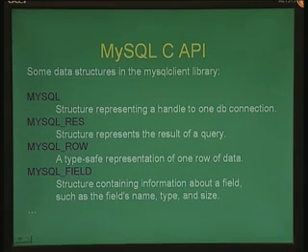In order to use the C API in your C program, you have to include the MySQL client library. And once you include the MySQL client library, there are several data structures that are available to your program. For example, there is a data structure called MySQL, which is essentially the struct data type in C that represents a handle to a database connection that you have presently opened. Similarly, MYSQL_RES represents the results of a query, and so on and so forth.